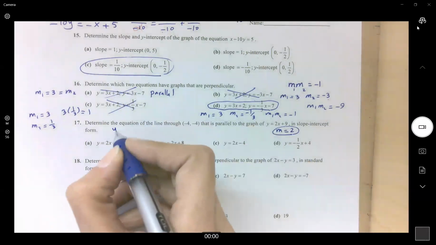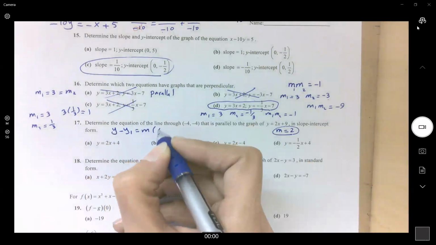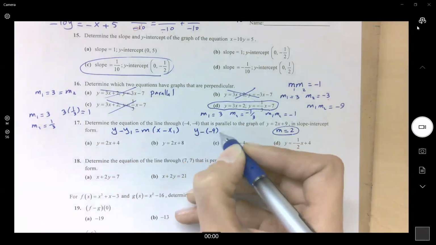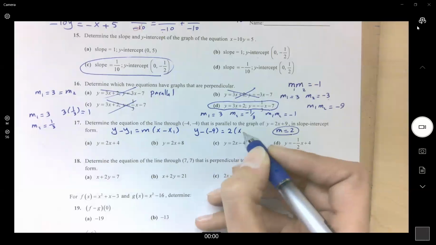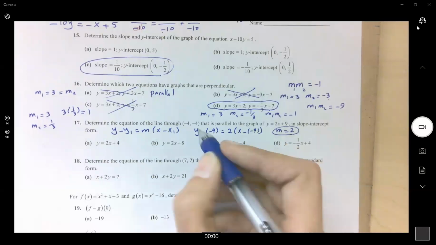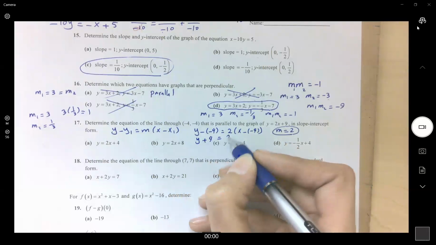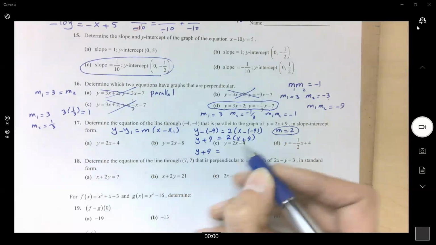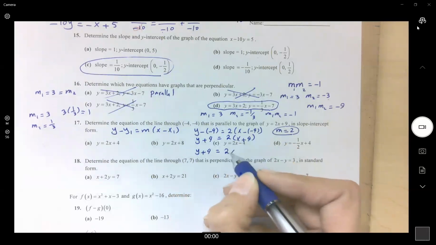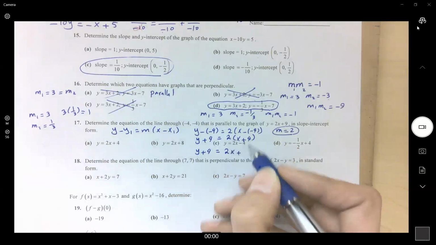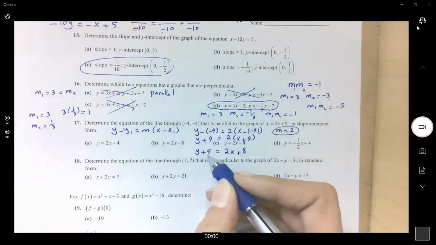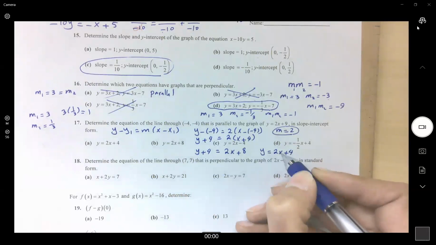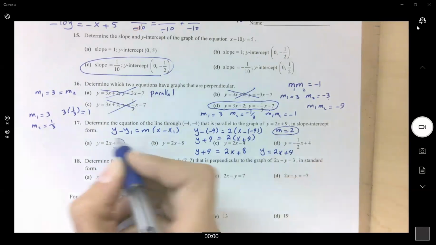So y minus y1 equals m, x minus x1. Y minus -4 is equal to 2, x minus -4. So we get y plus 4 equals 2 times x plus 4. If you distribute 2 into parentheses, we get 2x plus 2 times 4, which is 8. Now, if you subtract 4 from both sides, y becomes 2x plus 4. So 2x plus 4 is the answer.